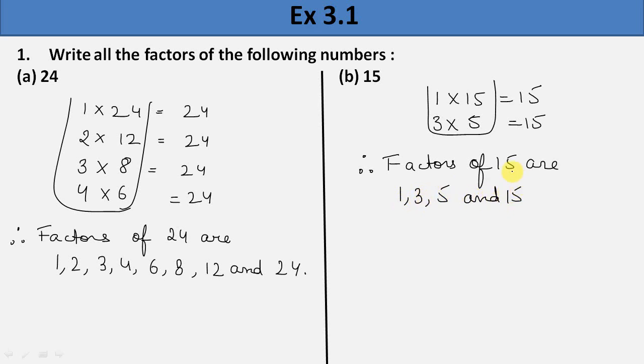Now let's see the C part where you need to find out the factors of 21. So 21 1 की टेबल में तो आएगा ही आएगा. So we will write it down 1 into 21 equals to 21. अब 2 की टेबल में 21 आता है? No, because 21 is not an even number. 3 की टेबल में 21? Yes. So we will write down 3 into 7 is equals to 21.